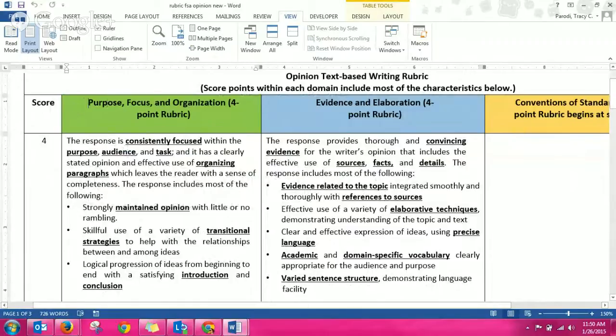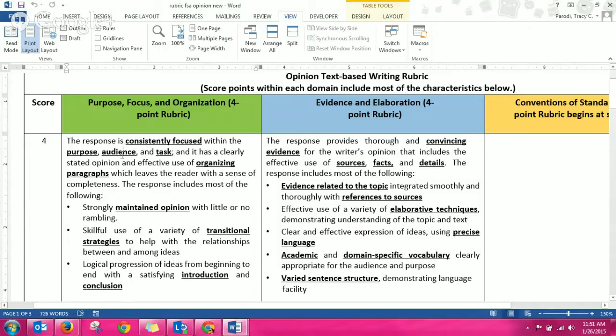For the topic of purpose, focus, and organization, you're allowed to get 4 points. That's the highest score you can get for that. The 4-point response says the response is consistently focused within the purpose, audience, and task. So what does that mean? As you are writing your essay, you understand why you're writing the essay. The whole point of this essay is to tell my opinion about the bike program. That's the purpose of this essay.